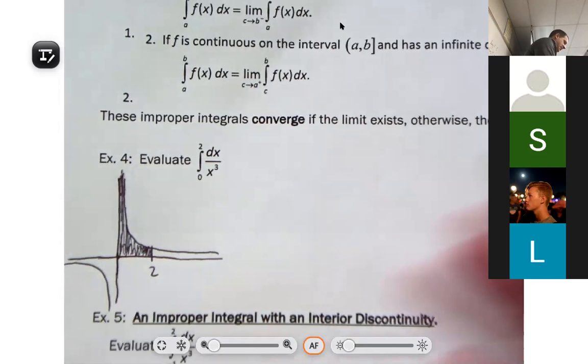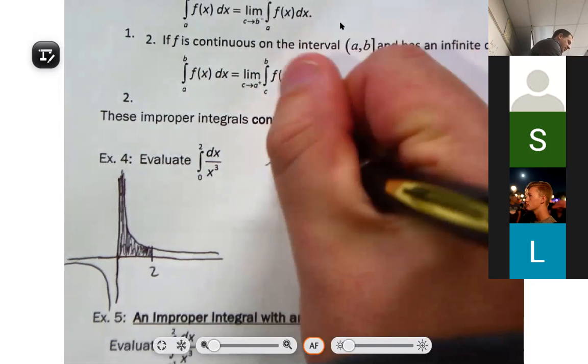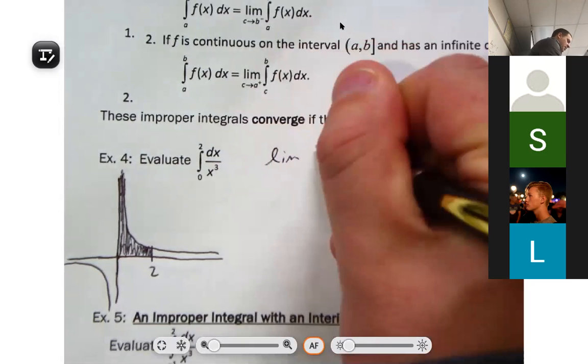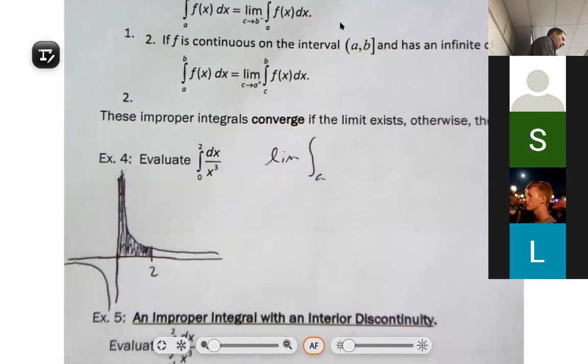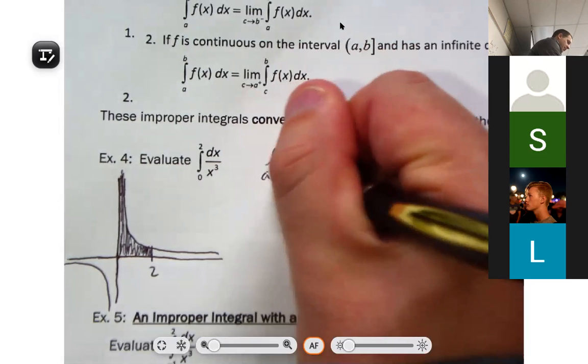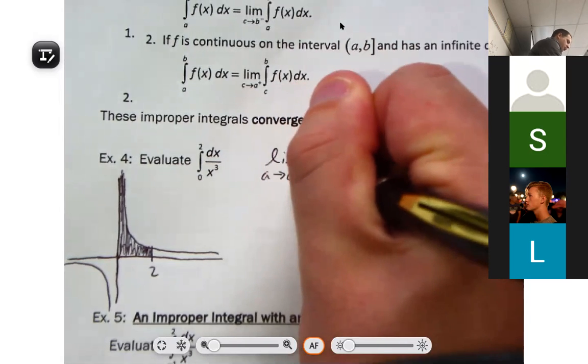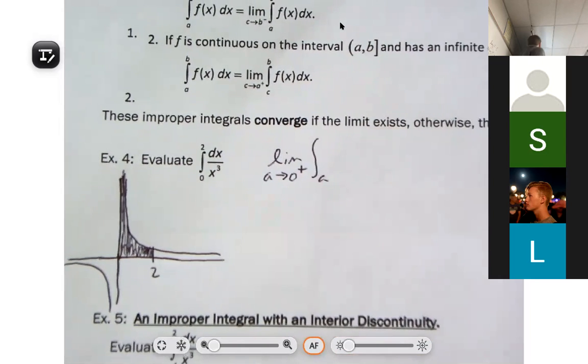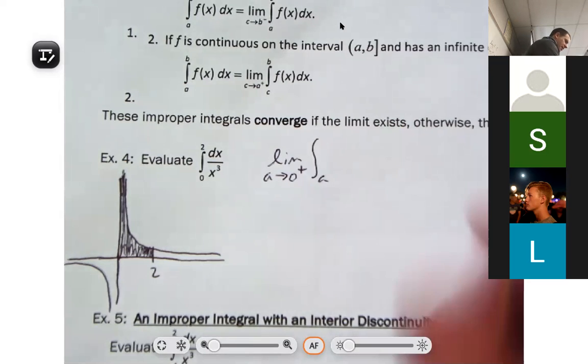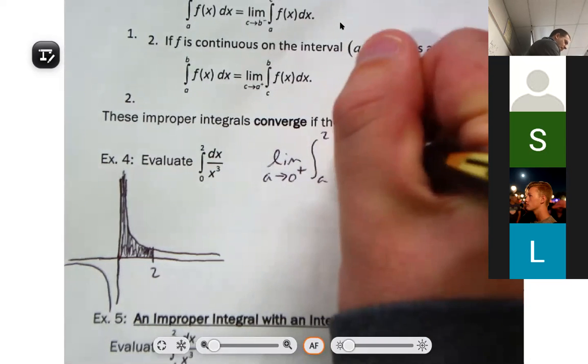So here's how we write this. I'm going to take the limit, and I'm going to have that lower limit be a. So a can approach 0, but it can only approach it from the right side. There's nothing going on the left side. And then 2 is still the upper limit. I should have just written x to the negative third.